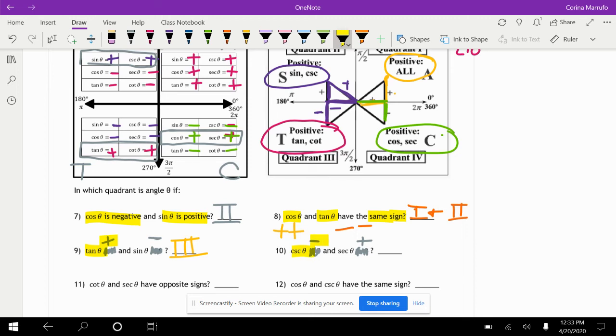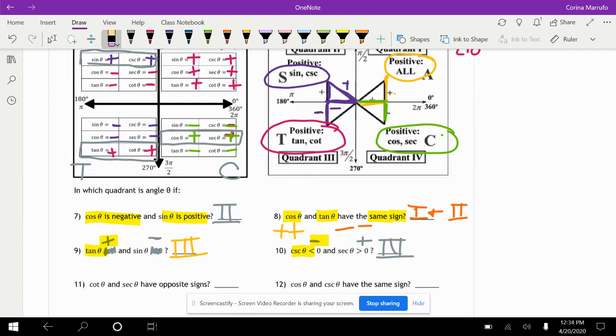We're looking for when cosecant is negative. So cosecant is negative in quadrant 3 and in quadrant 4. And then we look for when secant is positive. So secant is positive in quadrant 4 and quadrant 1. So then we look which one satisfies both of these, which quadrant. And the quadrant that satisfies both of these is quadrant 4. So I'm writing down right here, quadrant 4.